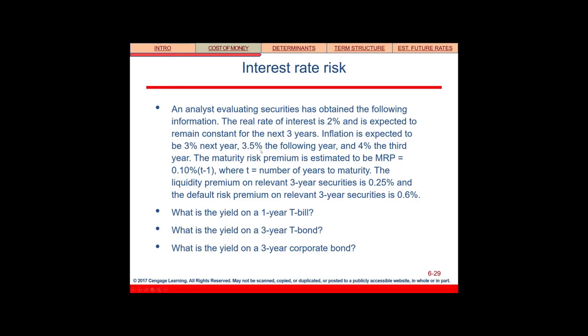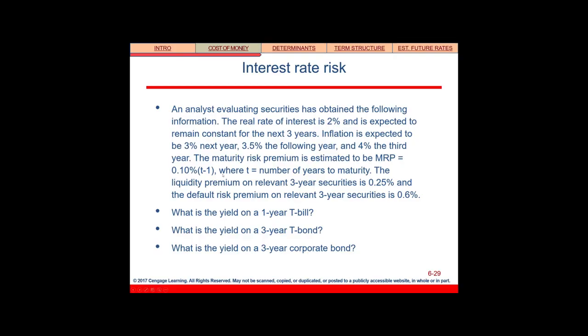So that's the inflation premium. And again, this is a treasury bond, so you no longer need to consider the liquidity premium and default risk premium. Apart from the real risk-free rate of interest and the inflation premium, the other thing you need to consider in this case for the 3-year treasury bond is the MRP, the maturity risk premium.